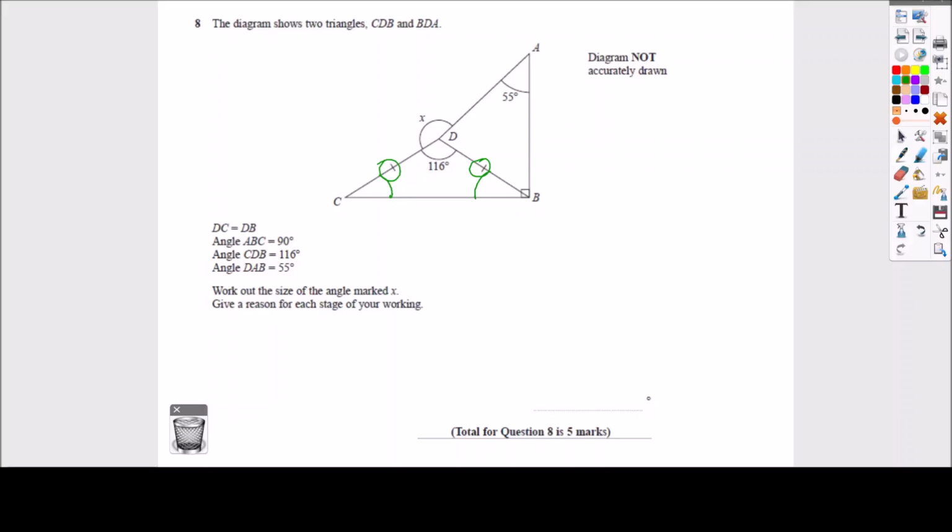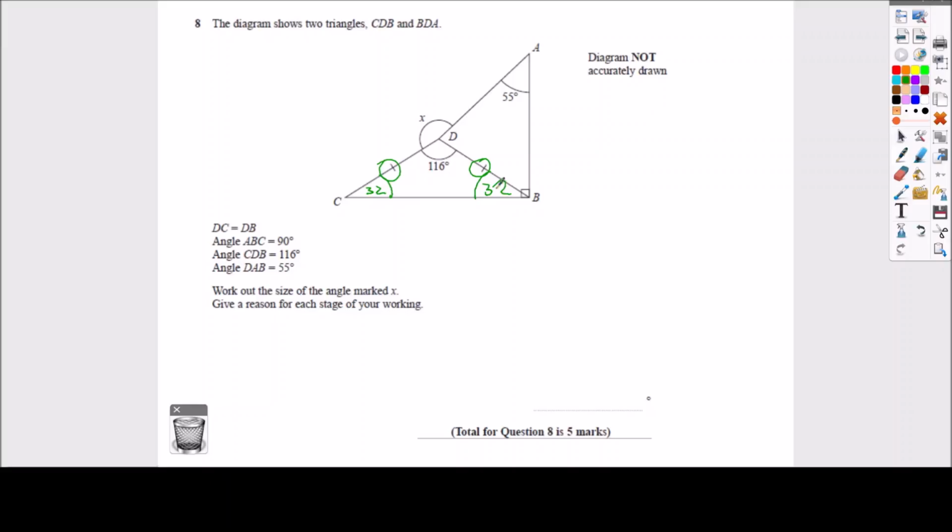So how big are they? Well, the angle at the top is 116. So if we do 180, take away 116, that is 64. Now that's got to be spread equally over these two base angles. 64 divided by 2 is 32. So that is 32, and that is 32. 116 and 32 and 32 is 180. These two base angles are the same.